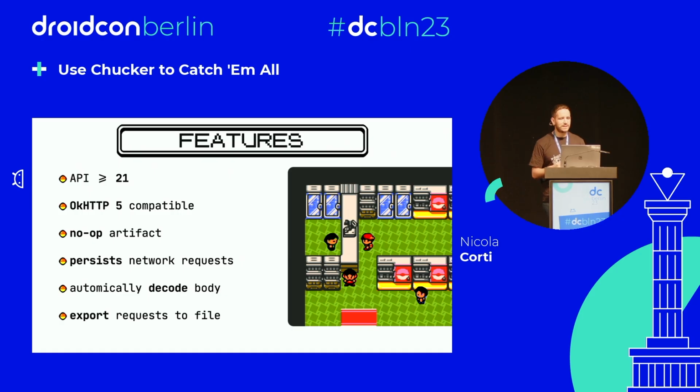And finally, Chucker also allows you to export requests to file. It means that you can effectively save a file that contains the request and response. And this is quite useful, for example, if you have a QA team, you give them the debug app, or a testing variant that contains Chucker, and the app crashes, they can actually open Chucker and send you a dump of all the requests that happened when the app crashed in that specific instance. So it's a tool that you can integrate as part of your development and testing workflow.